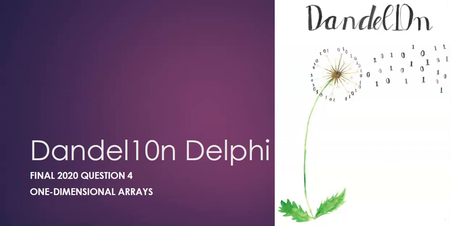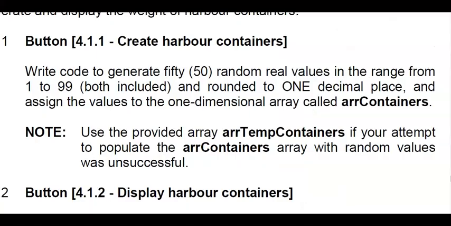Today we're having a look at a one-dimensional array question. This was in the final 2020 question 4. The first part of this question is asking you to generate 50 random real values in the range from 1 to 99, including both. Important that it was real, and then they said round it to 1 decimal place, and these randomly generated numbers had to be stored in array containers. Press pause and try it yourself.